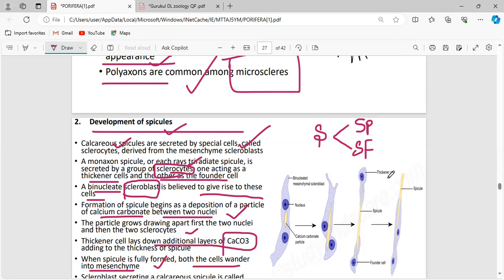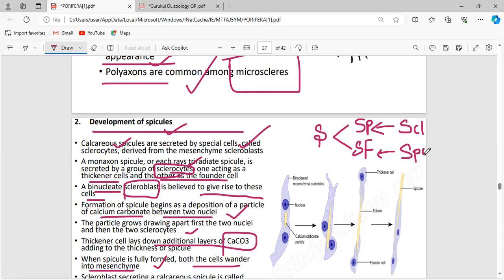And the second thing that is important is that the spicules are made up of the scleroblast. Just now I have explained how the scleroblasts work. The spicules are made from the sclerocytes, and these sclerocytes are derived from the mesenchymal scleroblast. Now, the spongin fibers, they are made from what? Spongioblast or the spongiocytes. Spongiocytes.